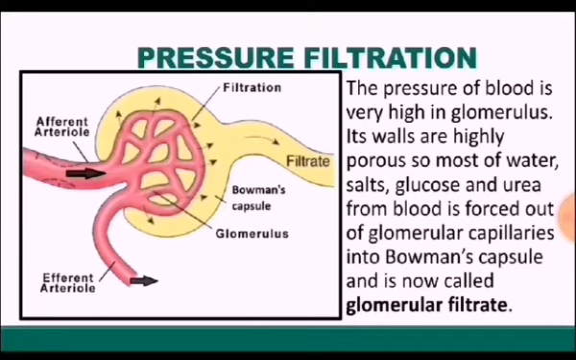The walls of glomerulus are highly porous as compared to normal capillaries. So water, salts, glucose and urea from blood are forced out of glomerular capillaries into Bowman's capsule, and now it is called glomerular filtrate.